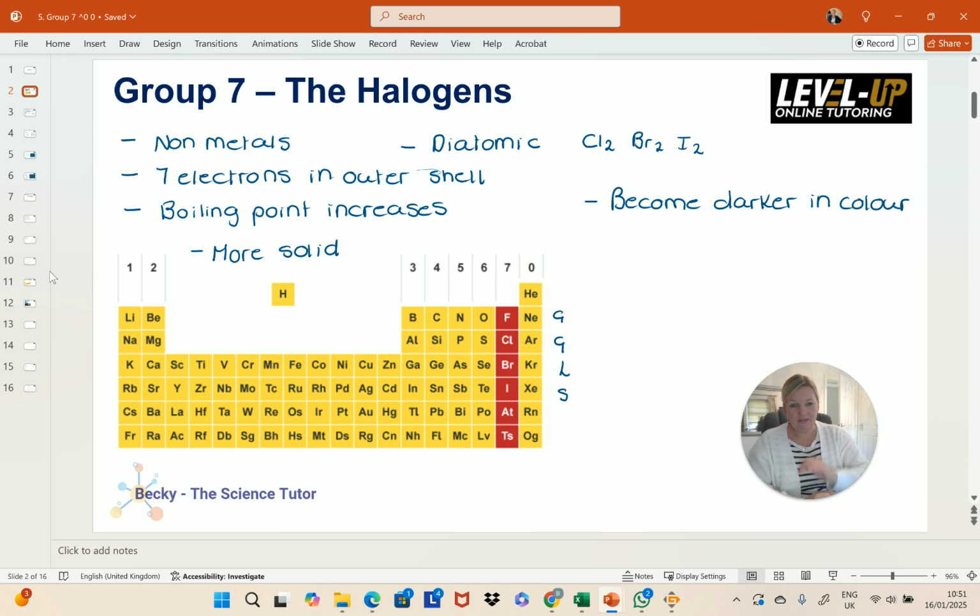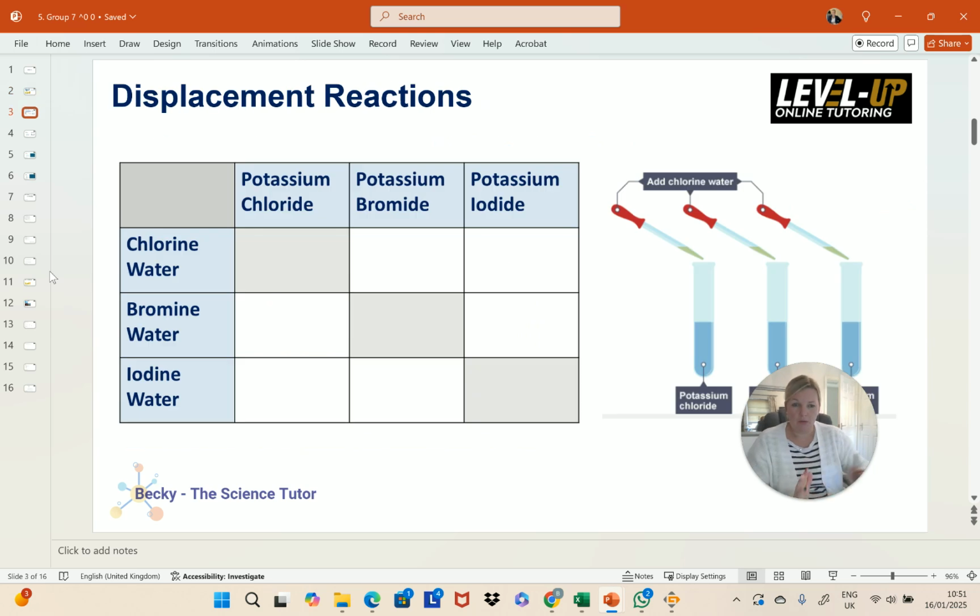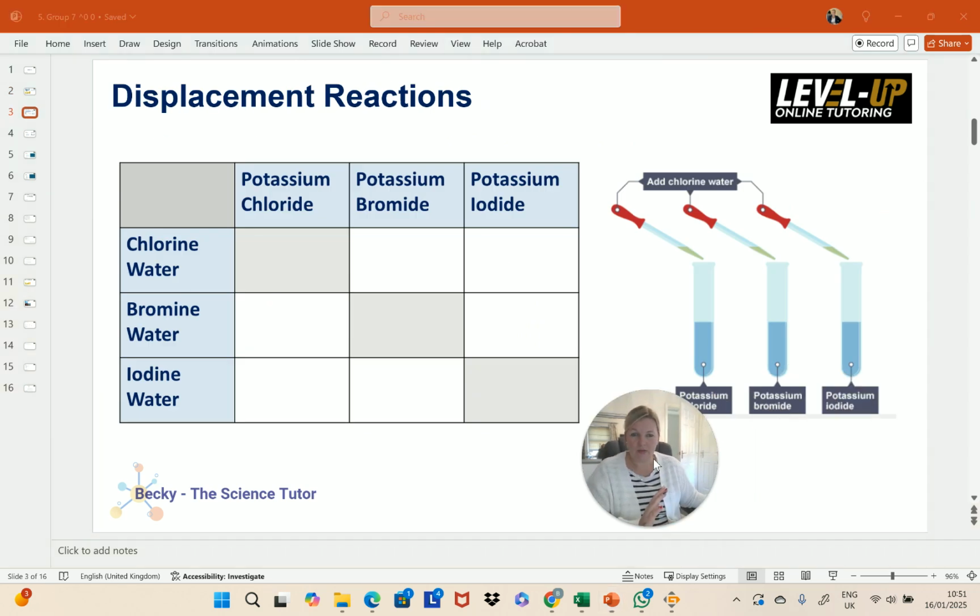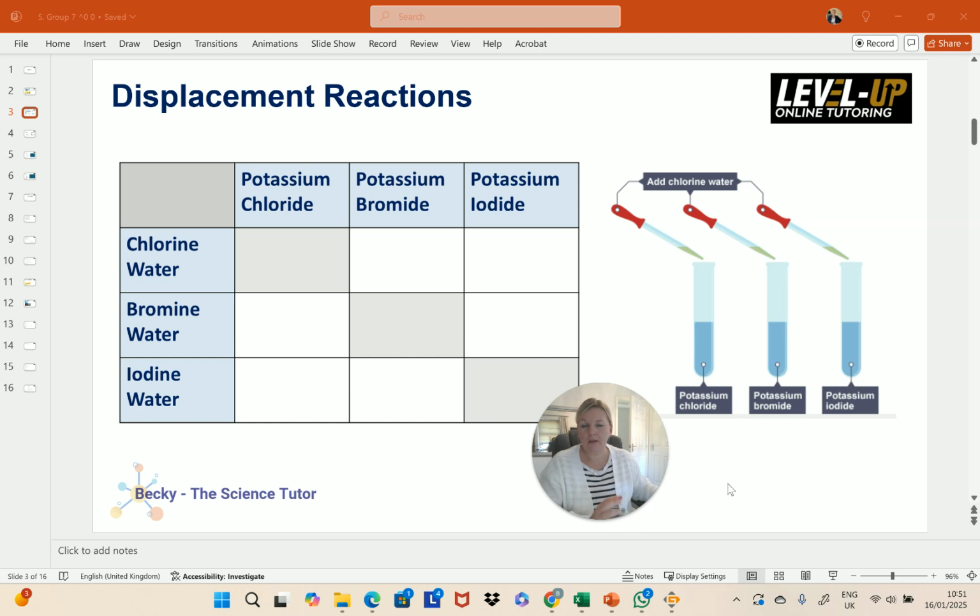So what we're going to dive a little deeper into is their reactivity. And to work out their reactivity, we can carry out a series of displacement reactions. Because if a halogen is more reactive than the other one, it will displace it from its compound. Okay, so if we have a look at this little setup, what we've got here is 3 salts. So we've got potassium chloride, potassium bromide and potassium iodide. So the halogens that we're focusing on are chlorine, bromine, iodine.